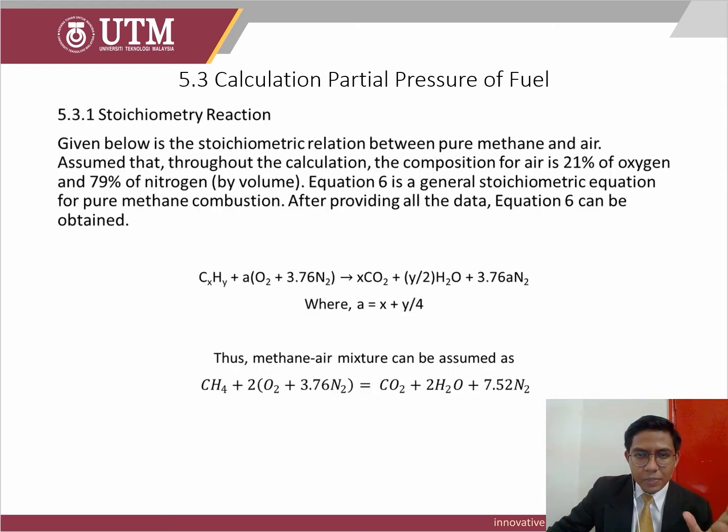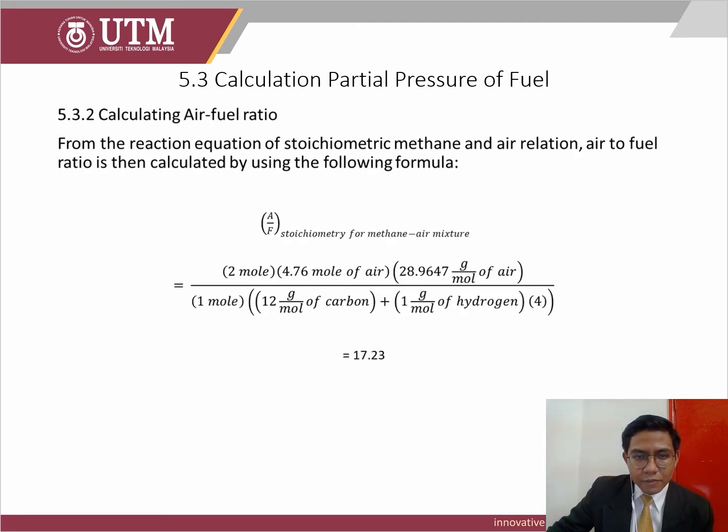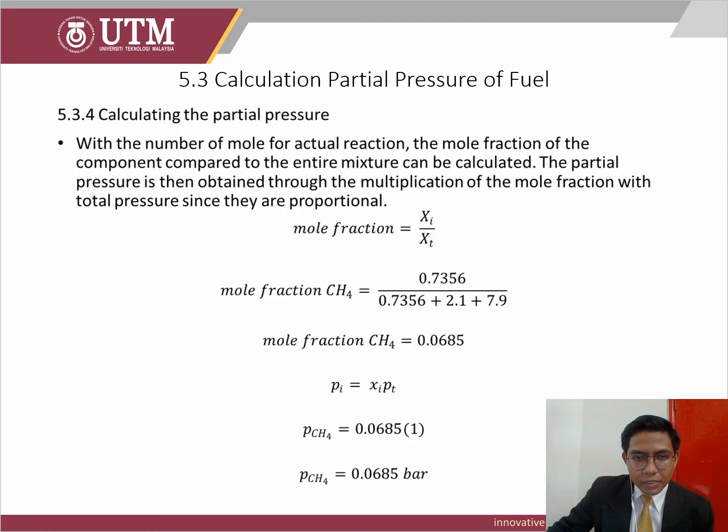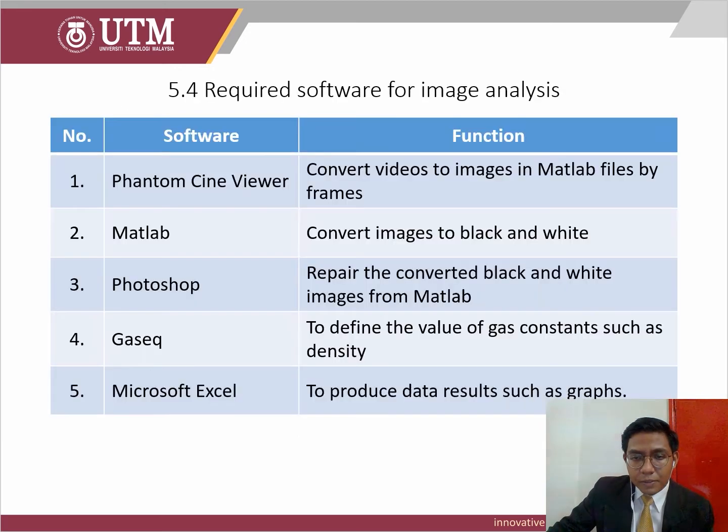This is the calculation of the partial pressure of fuel, which first determines the stoichiometric reaction equation, then calculates the air-fuel ratio, determines the number of moles of fuel, and then determines the partial pressure. The partial pressure is obtained through the mole fraction and the partial pressure equation, thus getting the partial pressure of methane, which is 0.0685 bar for pure 100% methane. The software required for image analysis is Phantom Cineviewer, MATLAB, Photoshop, Glasec, and Microsoft Excel.